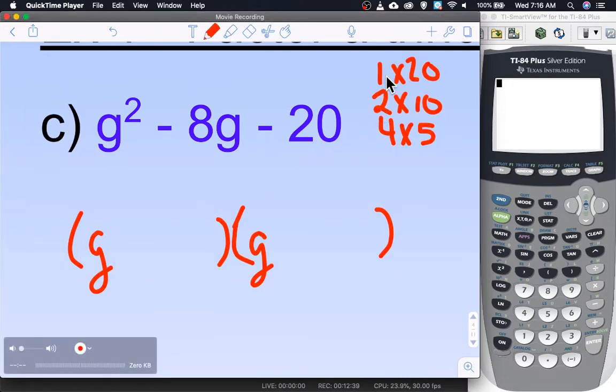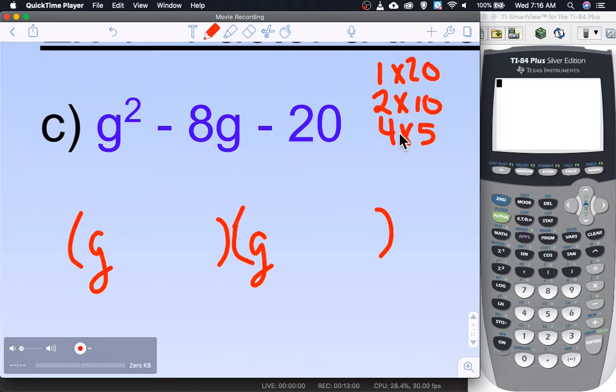Now, looking at these, I can tell you the answer is going to be this one here. How do you know that already? Well, because a 2 and a 10 can make an 8. A 4 and a 5 would make a 9. A 1 and a 20 can make a 19 or a 21. No, but a 2 and a 10 can potentially make an 8.